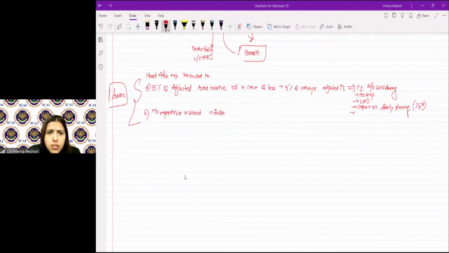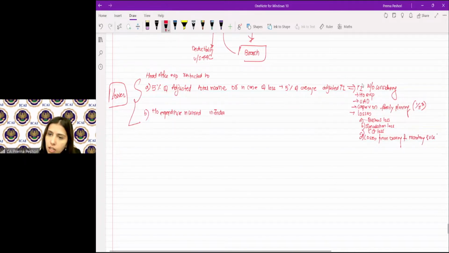Then business loss, speculation loss. So losses which is business loss, then capital gain loss, speculation loss, losses from maintaining and owning the race horses. And deductions under chapter 6A. So total income without considering these is your adjusted total income.